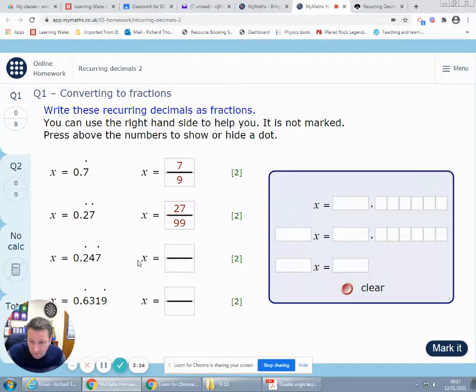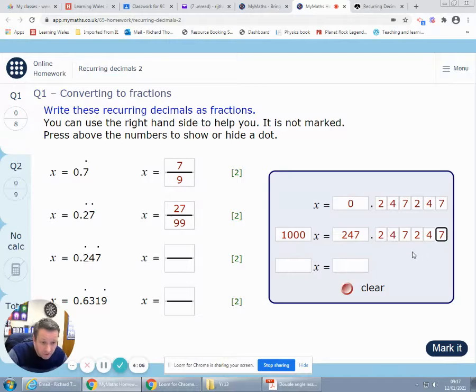Right, let's have a look at the next one. 0 point. Now, because there's a number there without a dot above it, but the recurring pattern is from the first dot to the last dot, that means 247, 247, 247, etc. So 247, 247. And I want these to match up. I want this to also be 247. Now, if I times by 10, it would start with a 4. If I times by 100, it would start with a 7. So I'm going to times it by 1,000, which makes it 247.247.